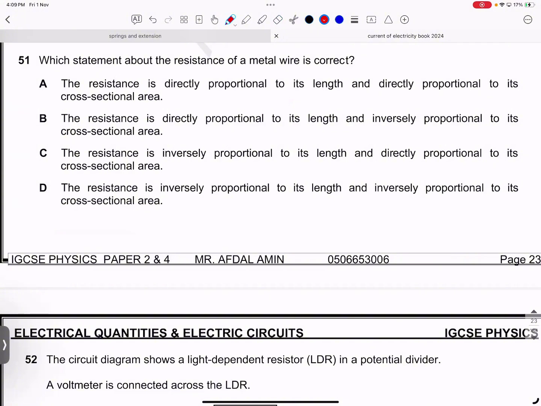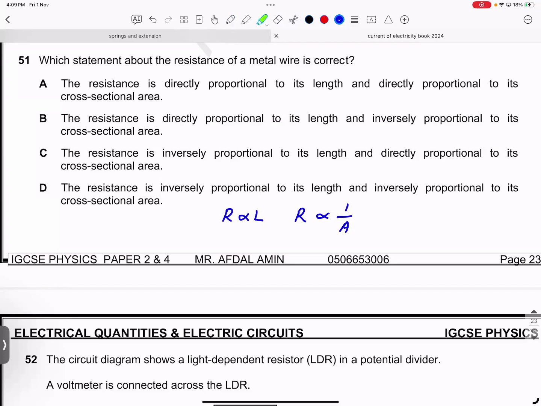Question number 51. Which statement about resistance of a metal wire is correct? Okay, they want to discuss the relationship of resistance with length as well as with the cross-section area. You all know resistance is directly proportional to length, and resistance of wire is inversely proportional to area. You will look for which option is describing these two.